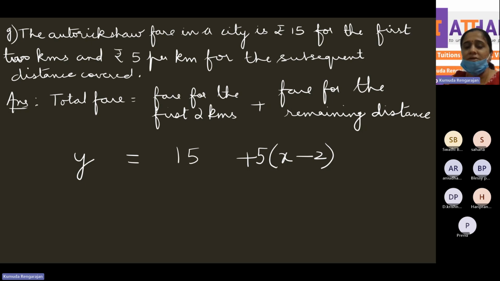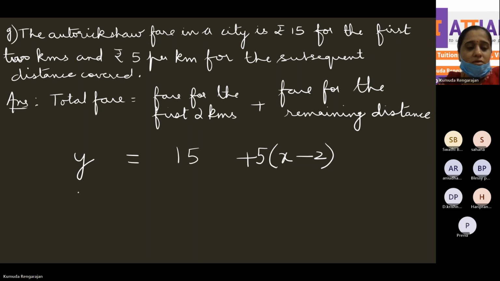Fare for the first 2 kilometers plus the fare for the remaining distance. You will add these two. And what is that equal to? The total fare. That's what I've written here. Total fare is fare for the first 2 kilometers plus fare for the remaining distance. So I'm calling the total fare as Y. First 2 kilometers is 15 plus 5 into the remaining distance, X minus 2.